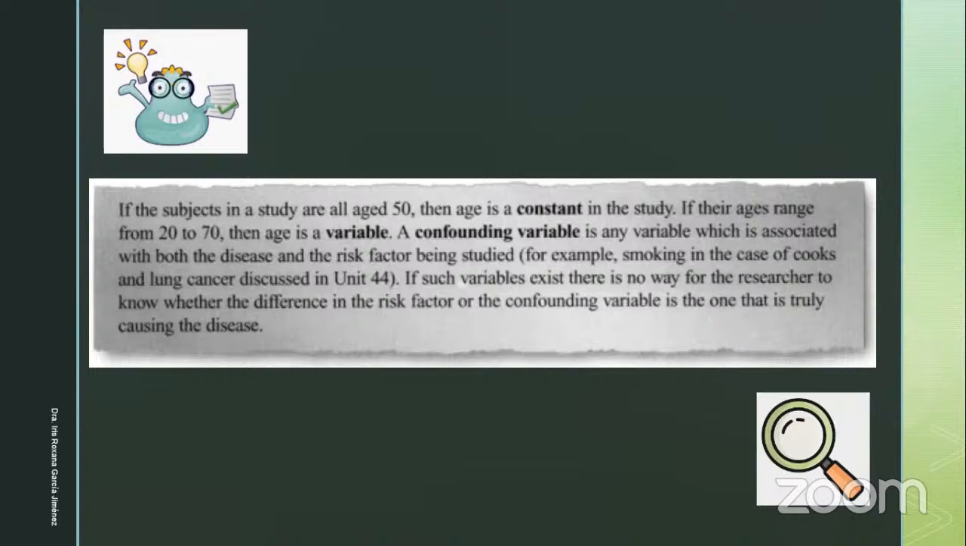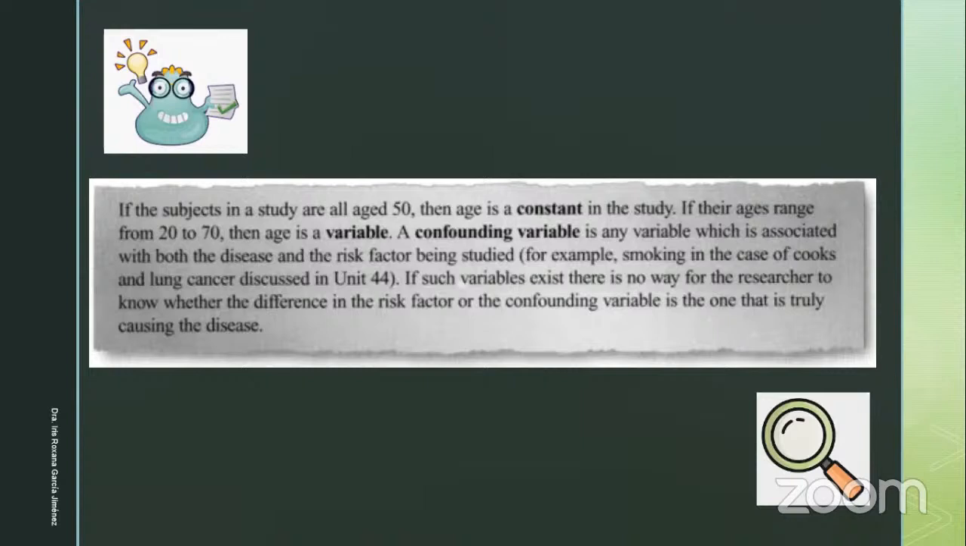A confounding variable is any variable which is associated with both the disease and the risk factor being studied. For example, smoke in the case of cooks and lung cancer discussed in Unit 44, as you can remember. Well, we say Unit 44 because of the book we use as the basis. We were talking about how the smoke was the cause of lung cancer in cooks because they were breathing those gases and then suffering from this disease.